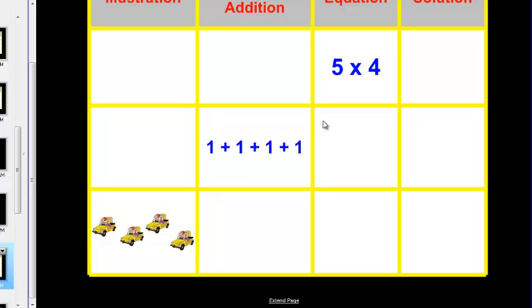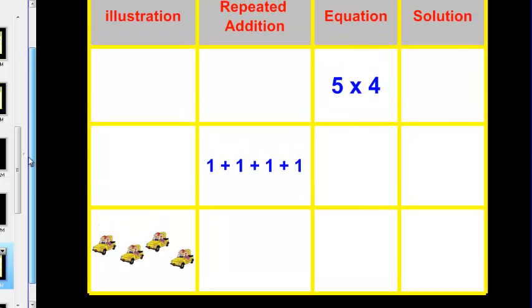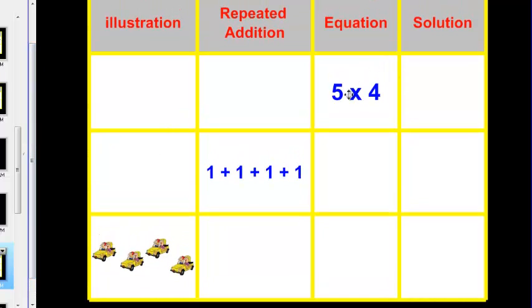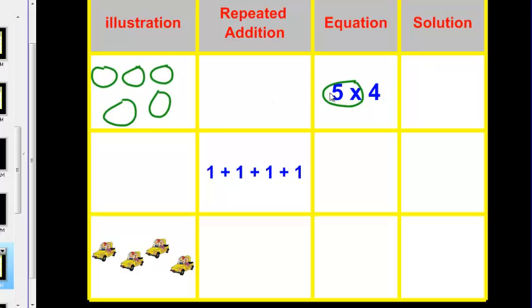All right, everybody, we're back. Let's do these questions here. Let's see how you did. We have 5 times 4. This is what you should have done. Your illustration should have shown 5 groups because it says 5 groups. So you should have got 1, 2, 3, 4, 5. You should have put 4 inside of each one.